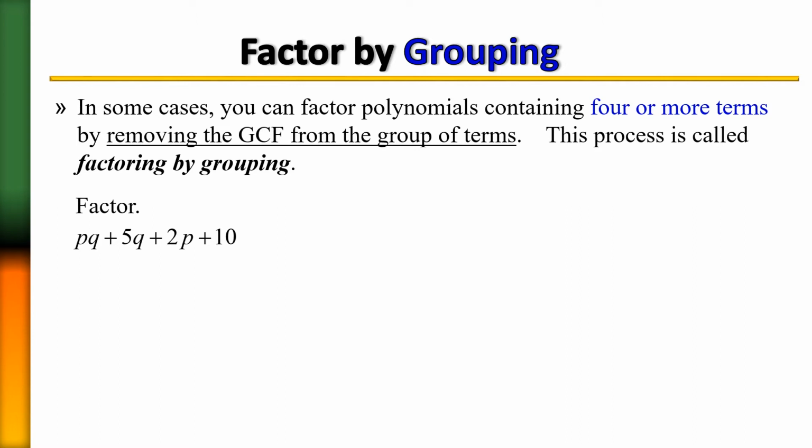So here I have 4 terms, PQ plus 5Q plus 2P plus 10. Normally when you see 4 terms, that's usually an indication that you can probably use the factor by grouping method to factor out the GCF. So what you do is look at all 4 terms and group them into groups of 2. Most commonly you can leave them the way they are positioned and simply take the first 2 and group them, and then take the second 2 and group them.